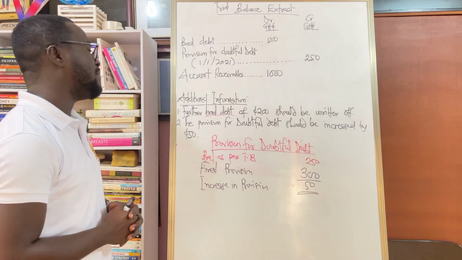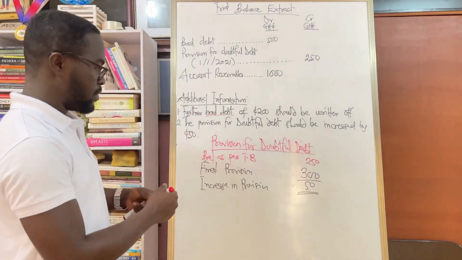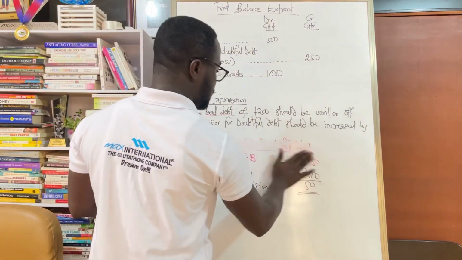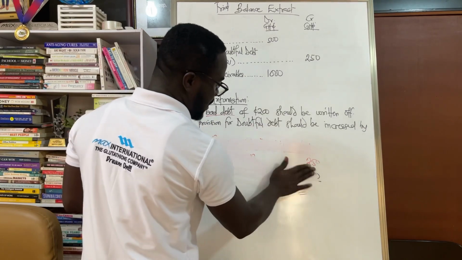Let's see the net effect on the account receivables with this additional information. So let me clean. Sorry, I've misplaced my duster, so I have to use my hands.